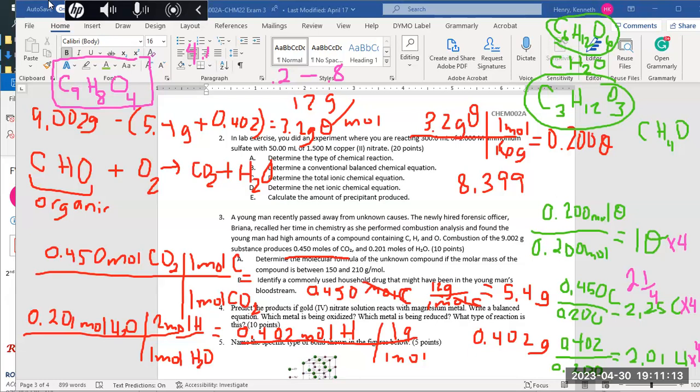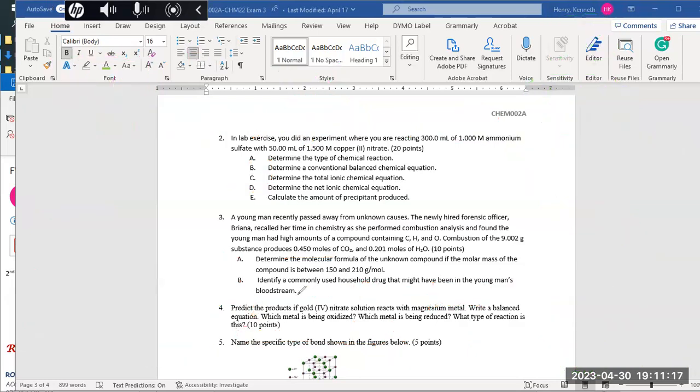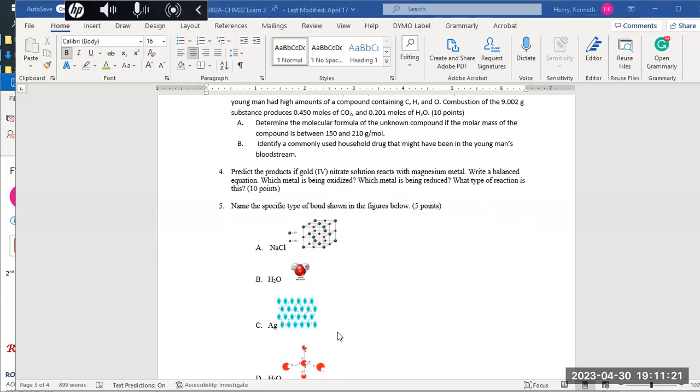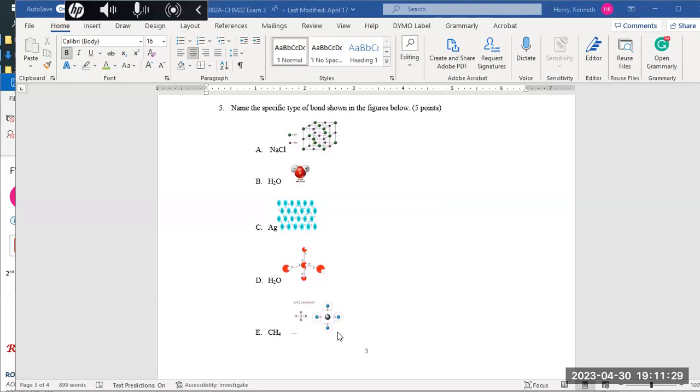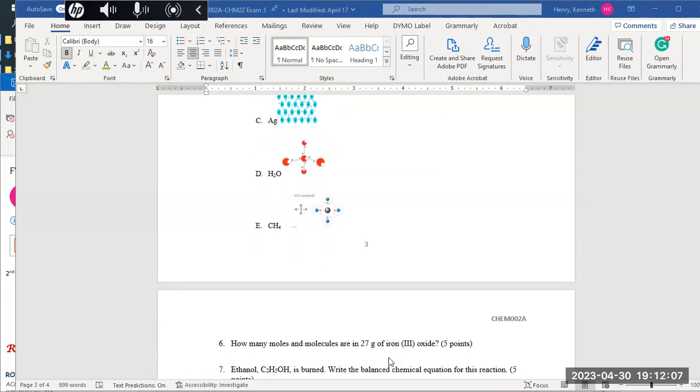Dr. Henry, for number 5, for all those, you're asking for the specific type of bond. You're saying if it's ionic or covalent. Yes, and then remember, sometimes I'm not talking necessarily about bonds, but I could also be talking about interactions that are referred to as bonds. My question to you, for example, Ag, that's just an element. But what type of bond would that be? It's a metal, so it would be a metallic bond.